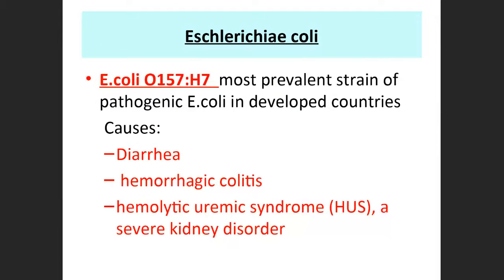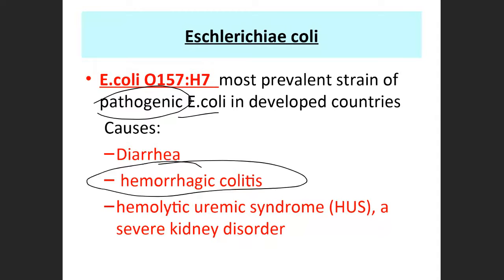Now, E. coli O157:H7 is a different organism altogether. This is a pathogenic E. coli, whereas the other ones were opportunistic pathogens. This one is a pathogenic organism. It causes diarrhea, hemorrhagic colitis, so hemorrhagic meaning bleeding of the colon, which progresses to something called hemolytic uremic syndrome, which is an autoimmune condition that affects the kidneys.